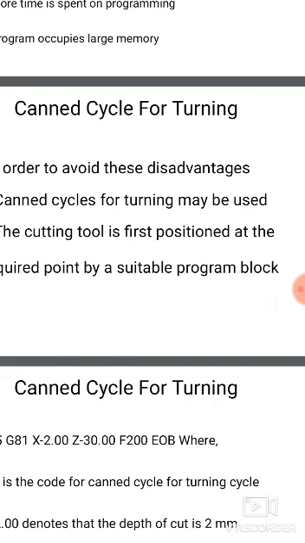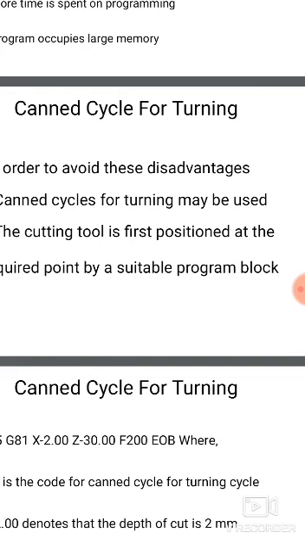Okay, in this program, first suppose the billet size is 50 by 30 mm. How can we write N01, G71, G90, G94? These are all canned cycle codes. Next, end of the block. G71 indicates metric units. G90 means absolute method; the program is written in the absolute method. G94 means feed rate is given in mm per revolution.